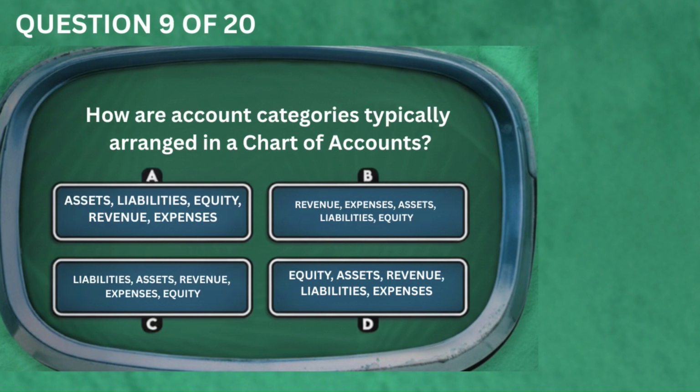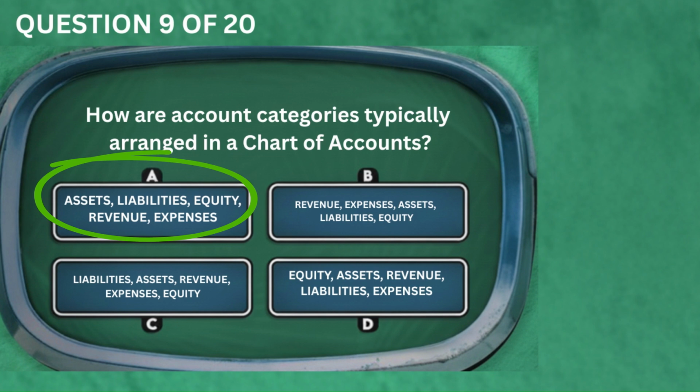Question 9. How are account categories typically arranged in the chart of accounts? Options are: does it go assets, liabilities, equity, revenue, expenses? Or revenue, expenses, assets, liabilities, equity? Or liabilities, assets, revenue, expenses, equity? Or is it equity, assets, revenue, liabilities, expenses? The answer is A. This order follows the accounting equation.